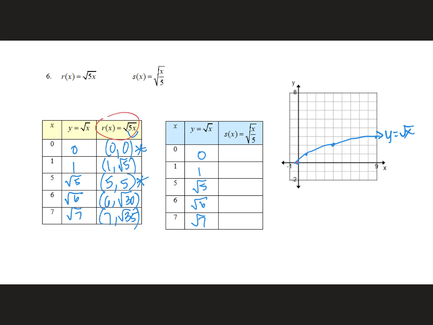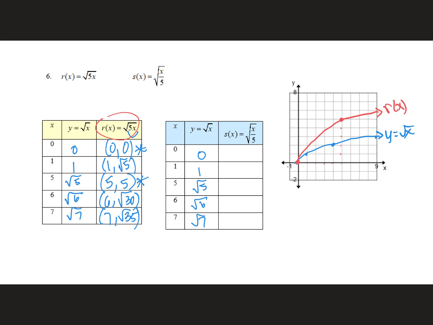And so 0, 0 is still there. 1 became the square root of 5. 5, 1, 2, 3, 4, 5, 1, 2, 3, 4, 5. My next point's up there. So I've got this graph that is shrunk. It's pushed away from the x-axis because I multiplied my x values by 5 before putting them into the function.